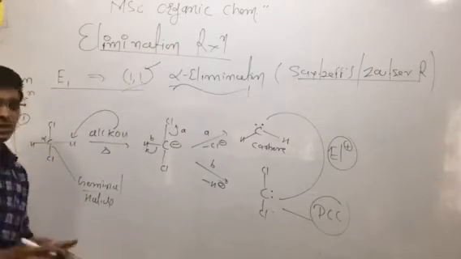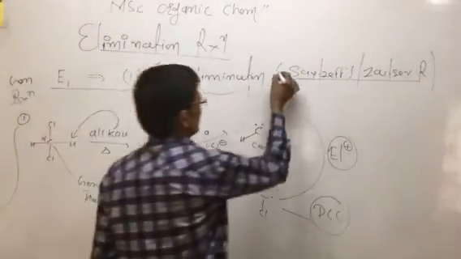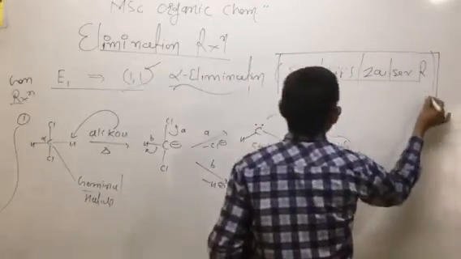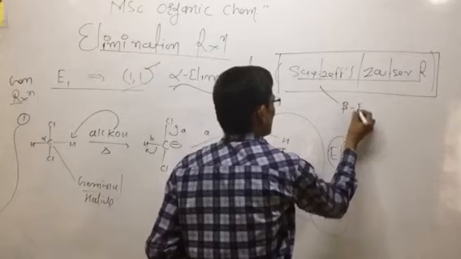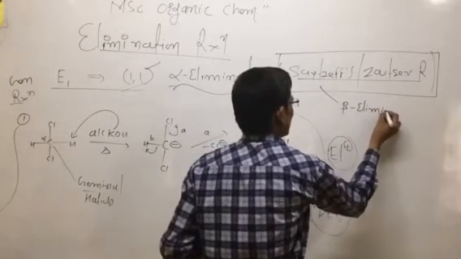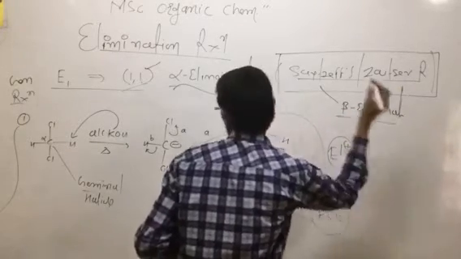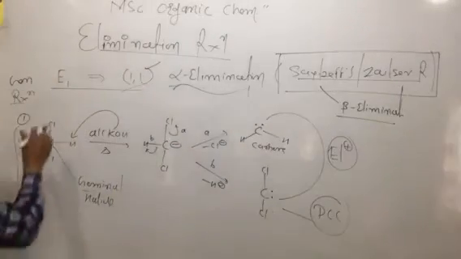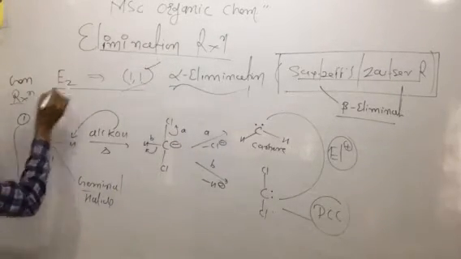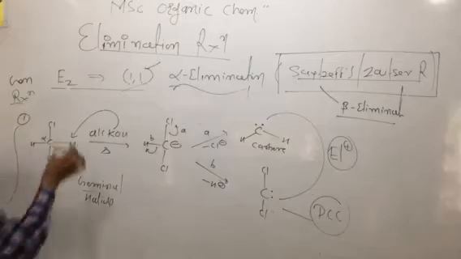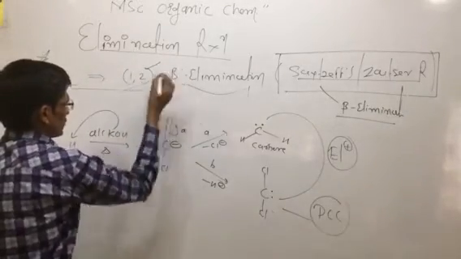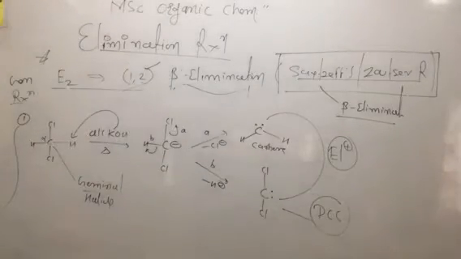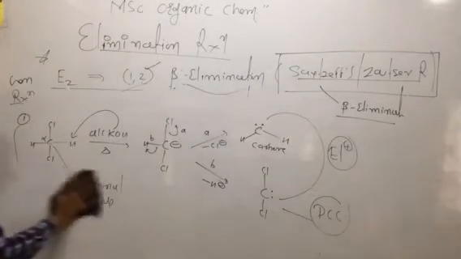So again, this part is the Saytzeff elimination. Now here we have to see what Saytzeff elimination is. Saytzeff elimination is part of the beta elimination. It is a type of beta elimination, so we are discussing beta elimination. That is called the E2 reaction. In the second way, we have the 1,2 elimination, known as beta elimination, or E2 elimination.